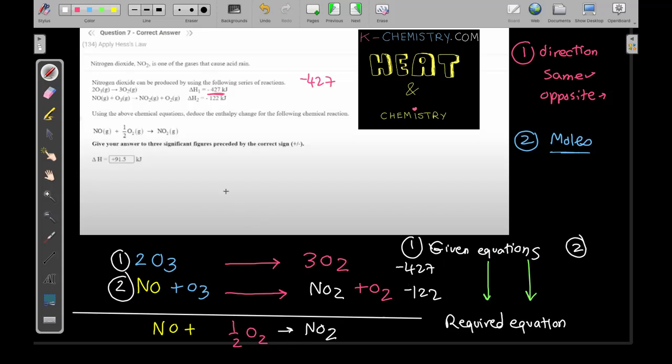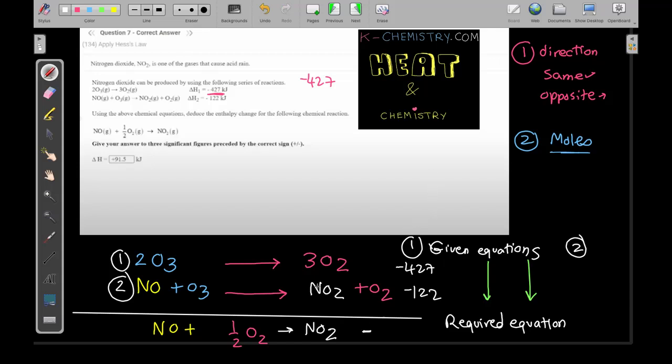So let's see what we will do. Let's look at the second equation, which is a little bit easier. I have NO here in the yellow color, and it's at the bottom here in the yellow color. So see, is the direction the same? Yes, both of them are on the reactant side. So don't do anything with the number. Keep it as it is, negative 427. Don't change the negative sign. So it's still negative.